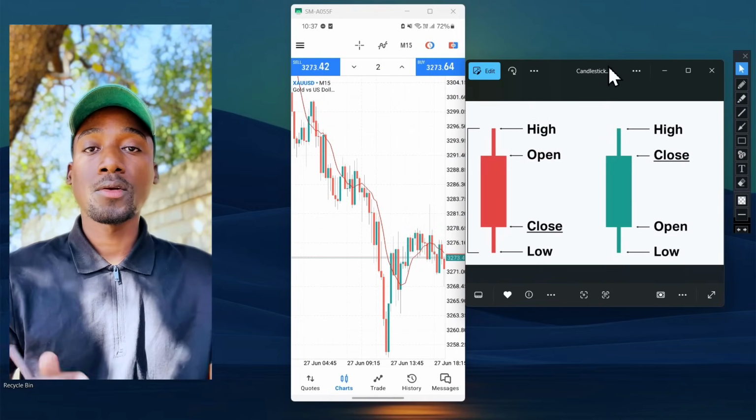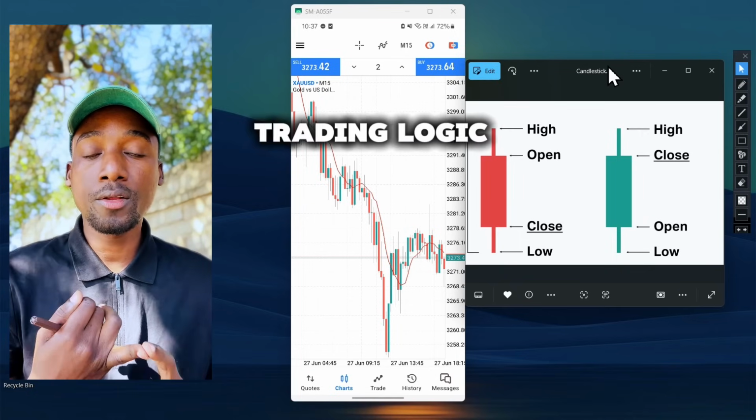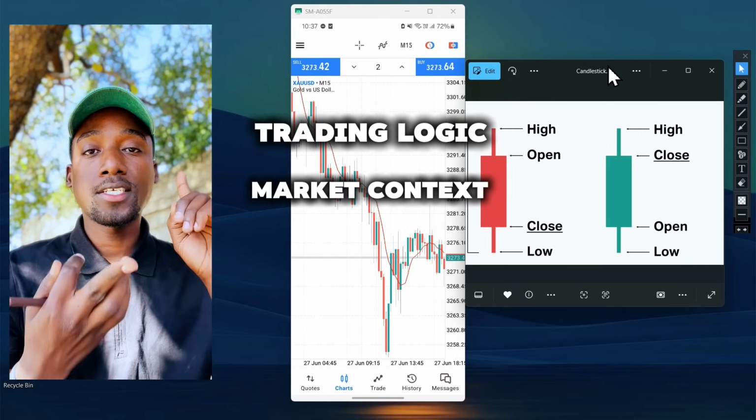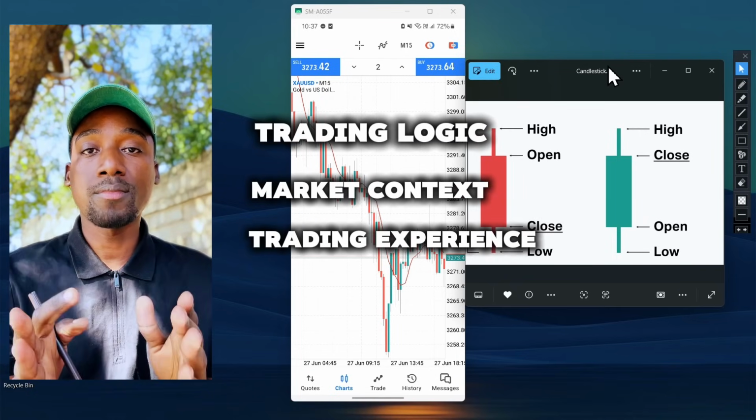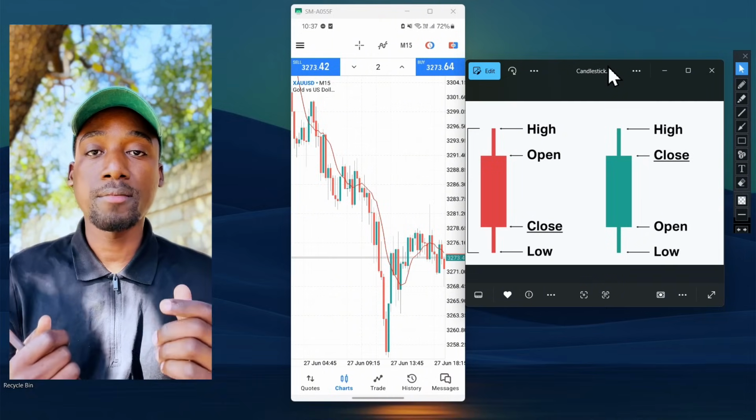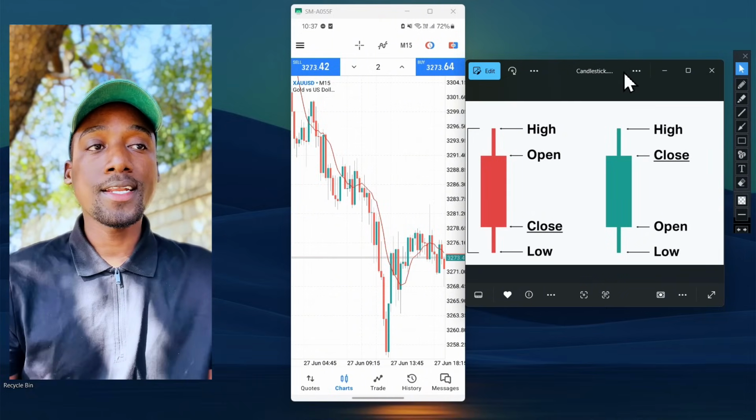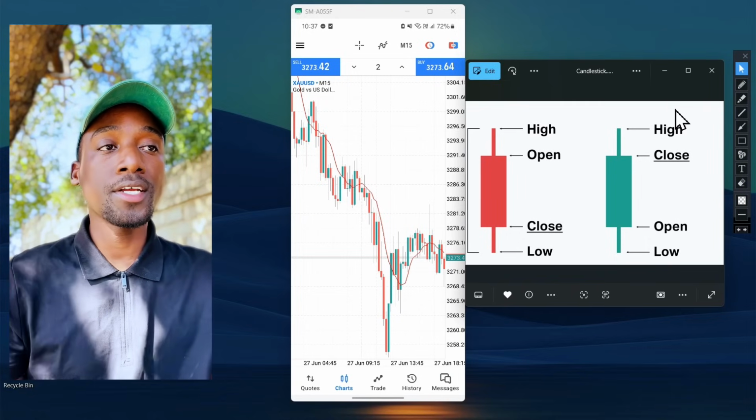So to start, we will look at the trading logic and market context, and we'll end with trading experience. I'll share my experience with you so that you understand in a much better way. Now, let's understand the trading logic.